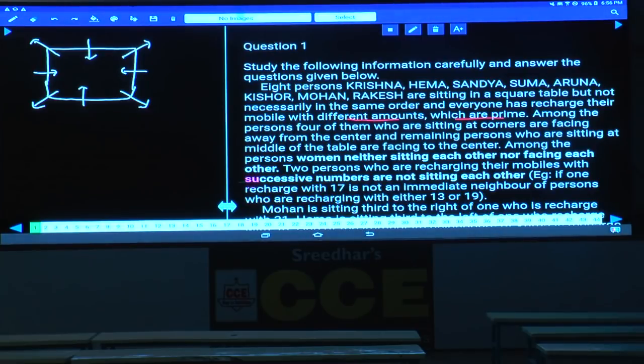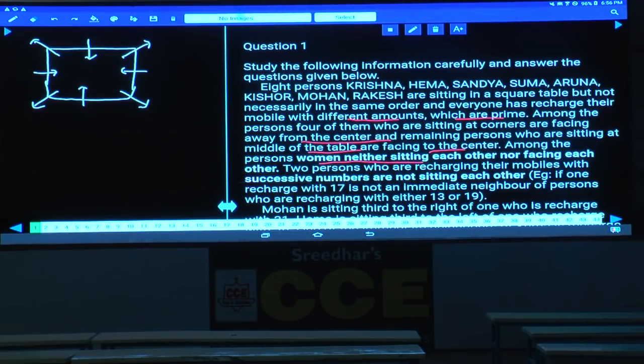This is how these persons are seated. Among the persons, 4 of them are facing away from the center, and the remaining, seated at the middle of the sides, are facing the center. Among the persons, women are neither sitting next to each other nor facing each other. No 2 women are seated adjacent to each other, and again, no 2 women are facing each other.